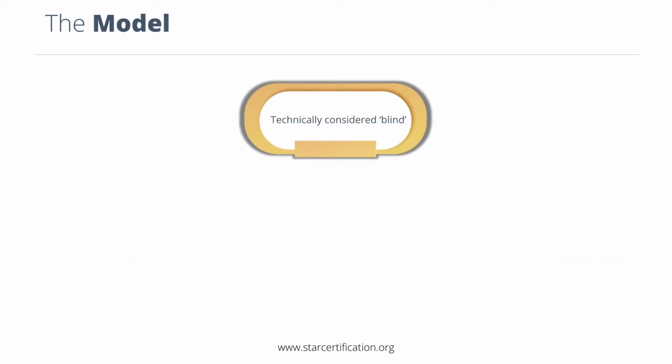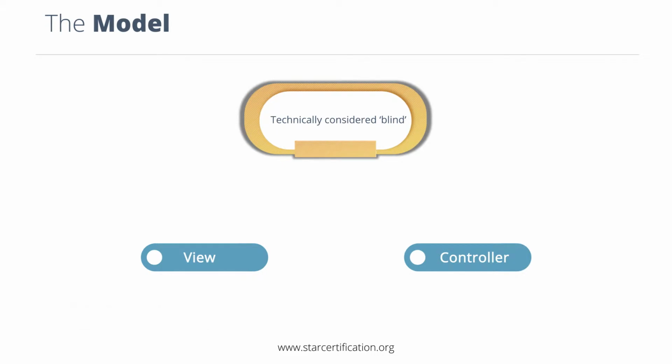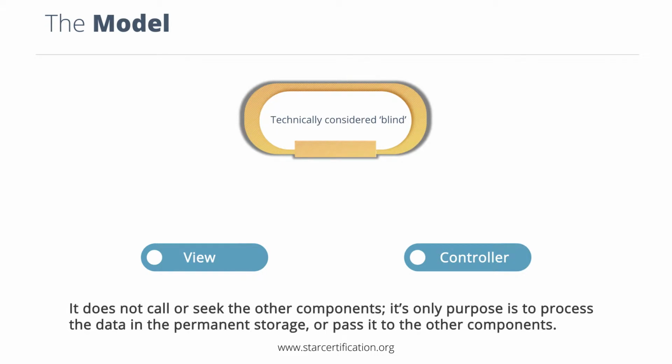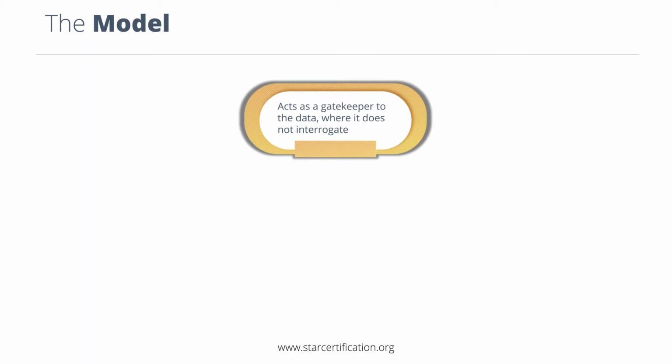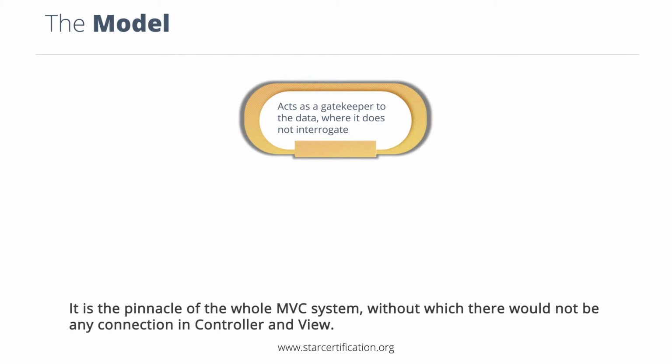Model is technically considered blind, as it has no information on what happens to the data once it is passed to the view or controller component. It does not call or seek the other components. Its only purpose is to process the data in the permanent storage or pass it to the other components. The model acts as a gatekeeper to the data, where it does not interrogate and accepts all the requests presented to it. It is the pinnacle of the whole MVC system, without which there would not be any connection in controller and view.